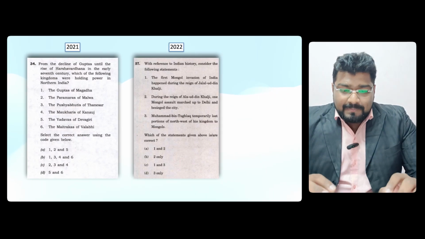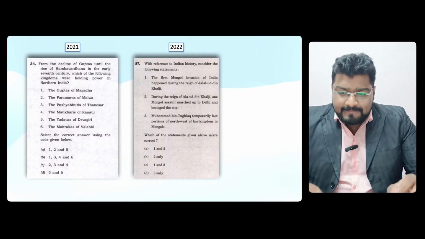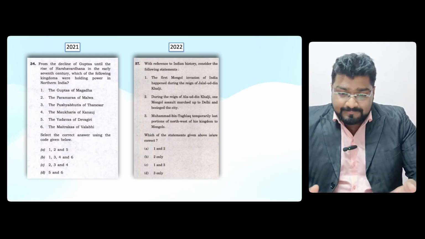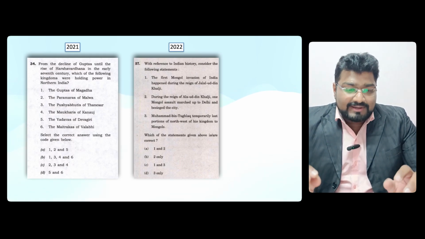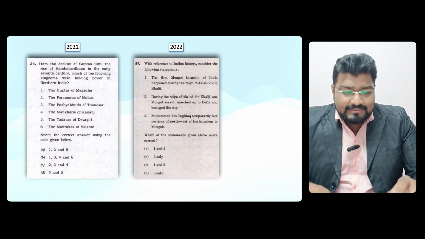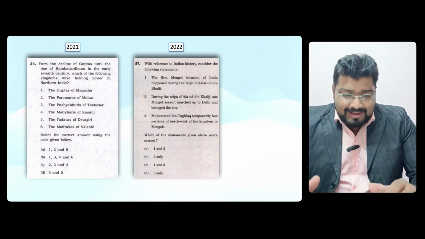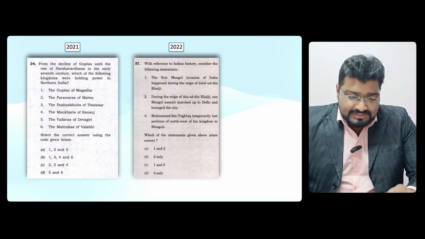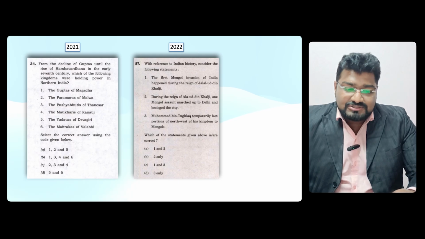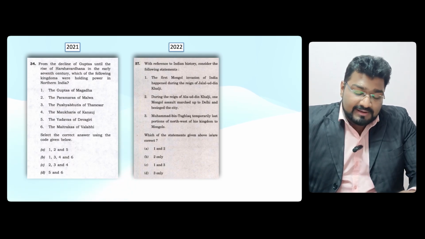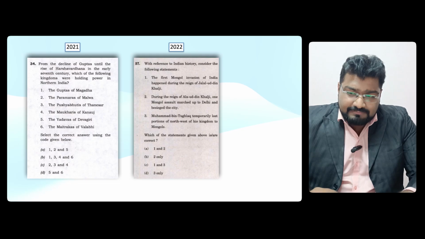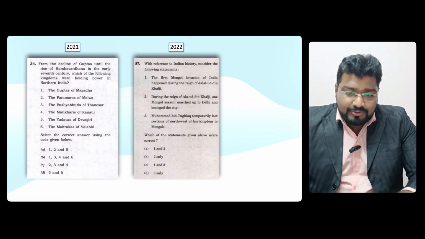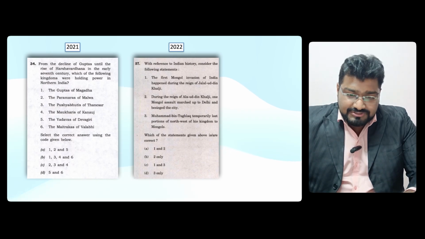Yes, students. As we are talking about the timeline in ancient history, let us first understand what kind of questions are asked with respect to chronology. These are the questions from 2021 and 2022. You can see that a few particular empires and dynasties are asked, and some contemporary nature of question is there: from the decline of the Guptas until the rise of Harshavardhana in the early 7th century, which of the following were the power holders in North India? So you should know the chronology. Unless you know the chronology, you are not able to solve these kinds of questions.